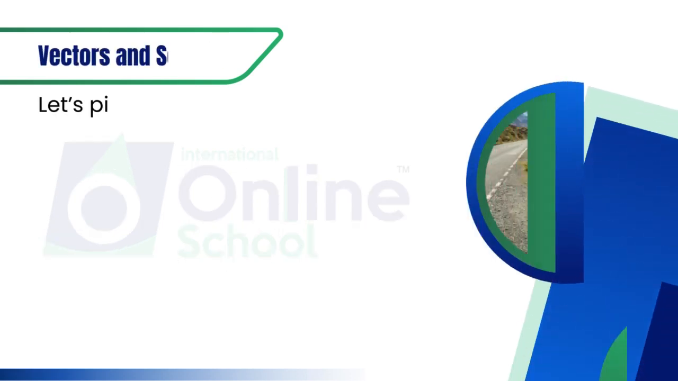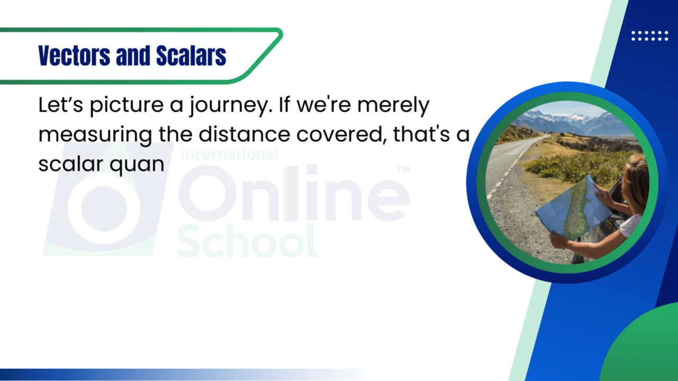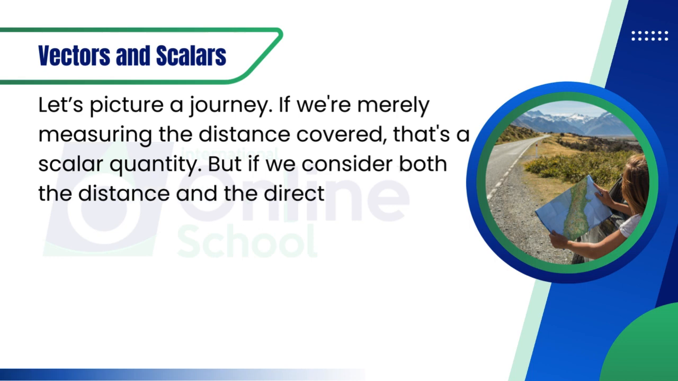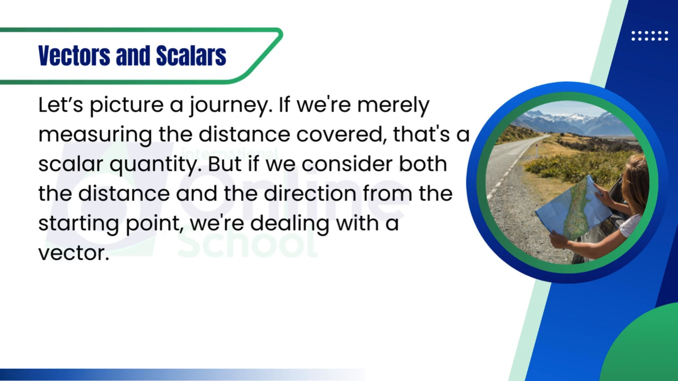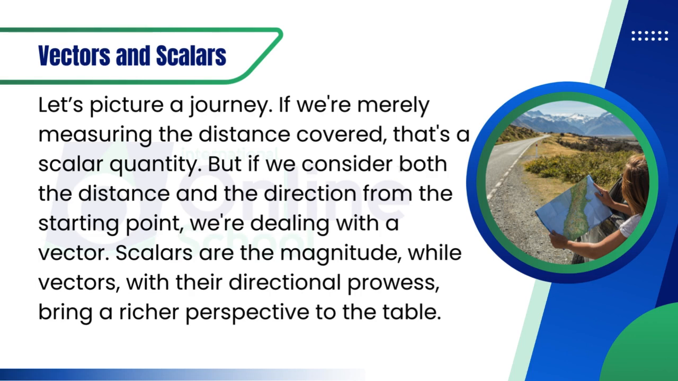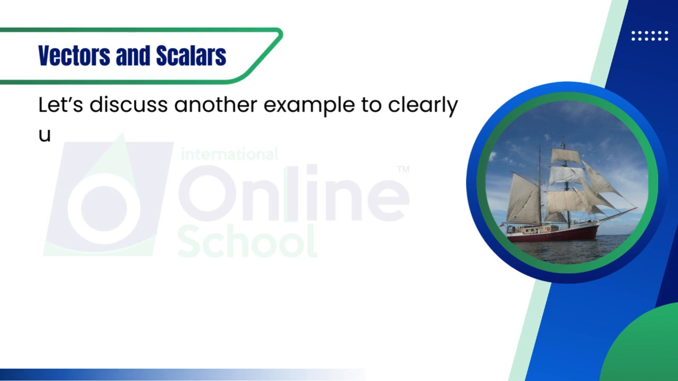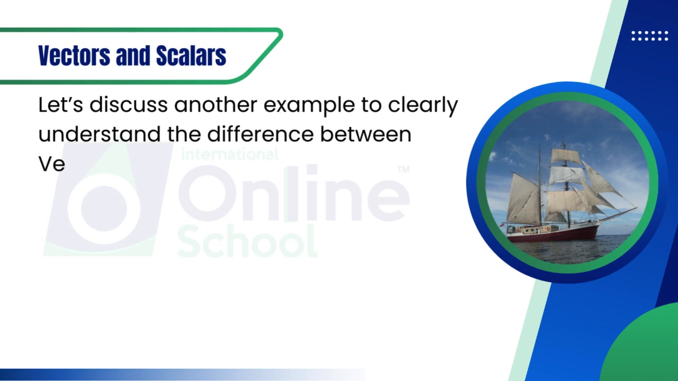Comparison of vectors and scalars can give us a detailed overview. Let's picture a journey. If we are merely measuring the distance covered, that's a scalar quantity. But if we consider both the distance and the direction from the starting point, we are dealing with a vector. Scalars are the magnitude, while vectors, with their directional prowess, bring a richer perspective to the table. Let's discuss another example to clearly understand the difference between vector and scalar quantities.